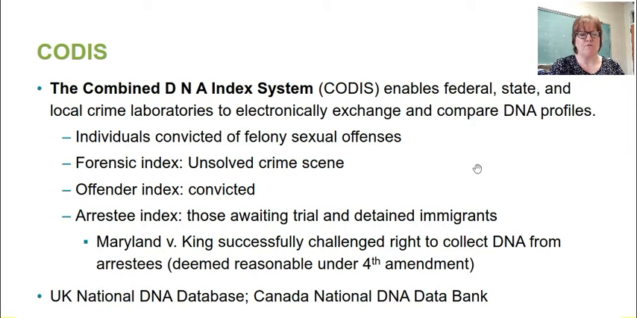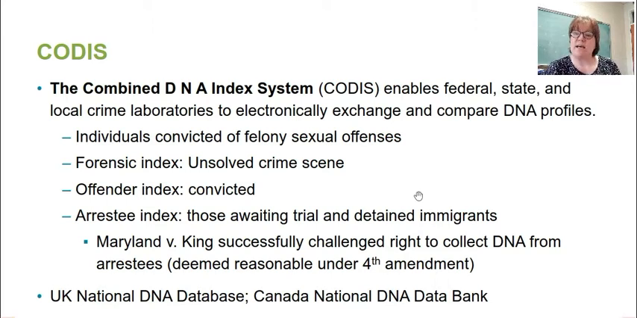Another database is CODIS, the Combined DNA Index System, and this is now DNA samples from many, many individuals. For the most part, these individuals are mostly convicts of some sort. So individuals convicted of a felony sexual offense, but there's also samples from unsolved crime scenes. So it's sort of the reverse matches. We have unsolved crime scenes in there, and if we get a new match from somebody who's been arrested and it matches one in there, now we can solve an unsolved crime.